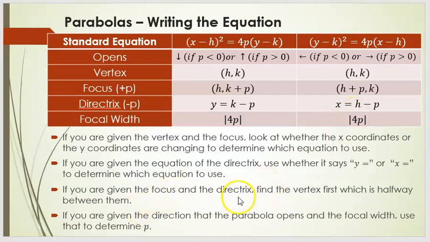If you're given the focus and the directrix, then don't forget that the vertex is halfway between them. So that's where drawing a sketch can be helpful. You can just measure the distance between those two objects and then find the point halfway between them.